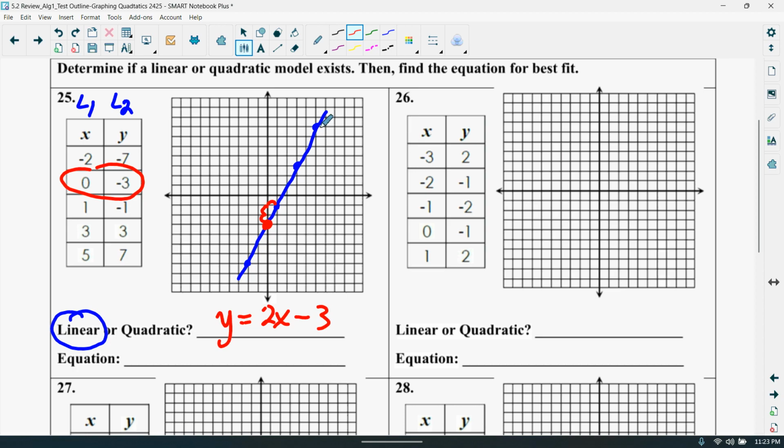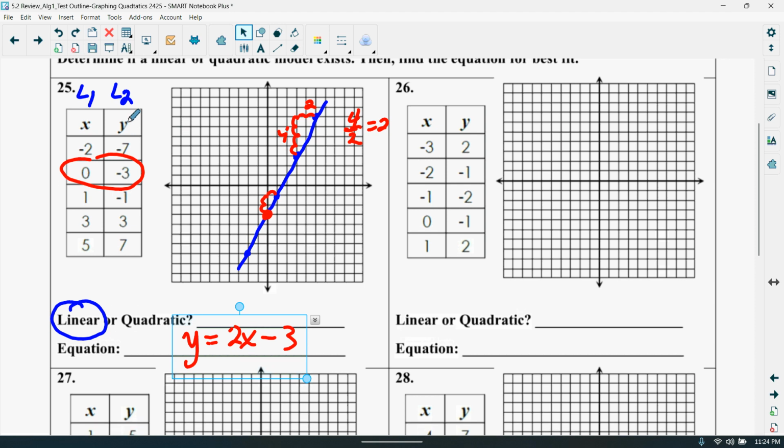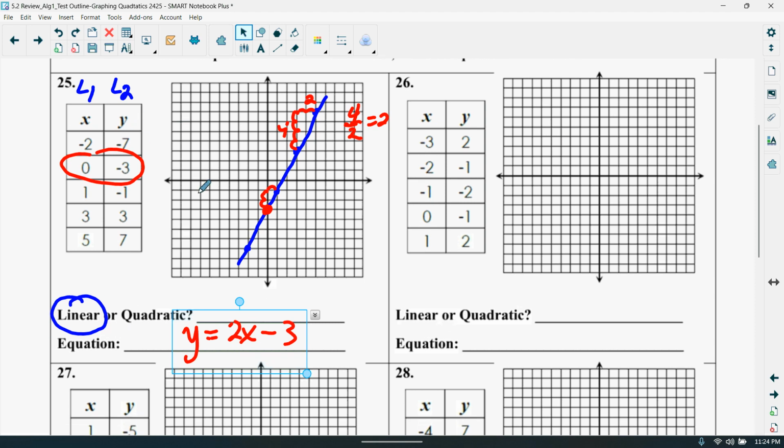Okay, if I did, let's say I went between these 2 points, 1, 2, 3, 4, and this is over 1, 2, that 4 over 2 is still going to give you 2. Okay, so it doesn't matter which 2 points you count, you can still get the same equation. I just realized I put that in the wrong spot. That comes down here.